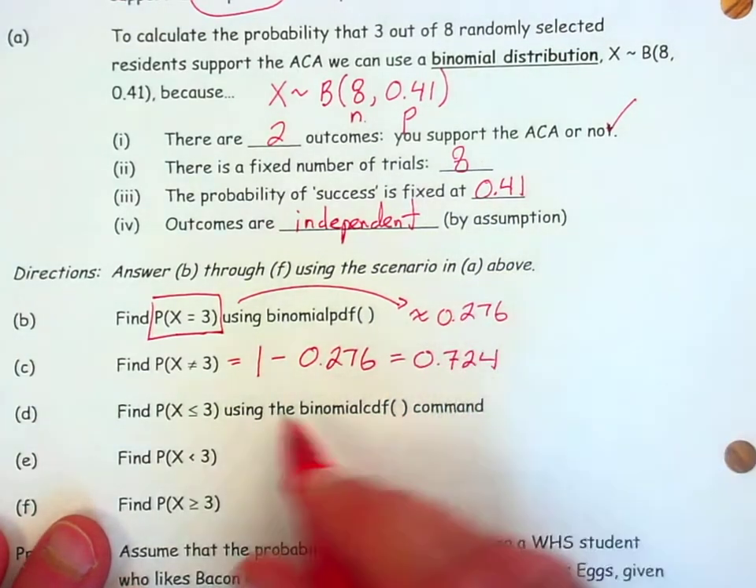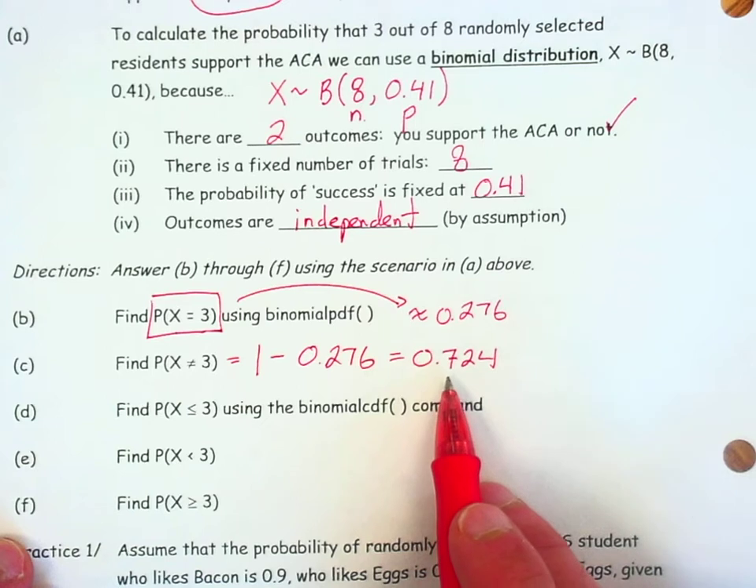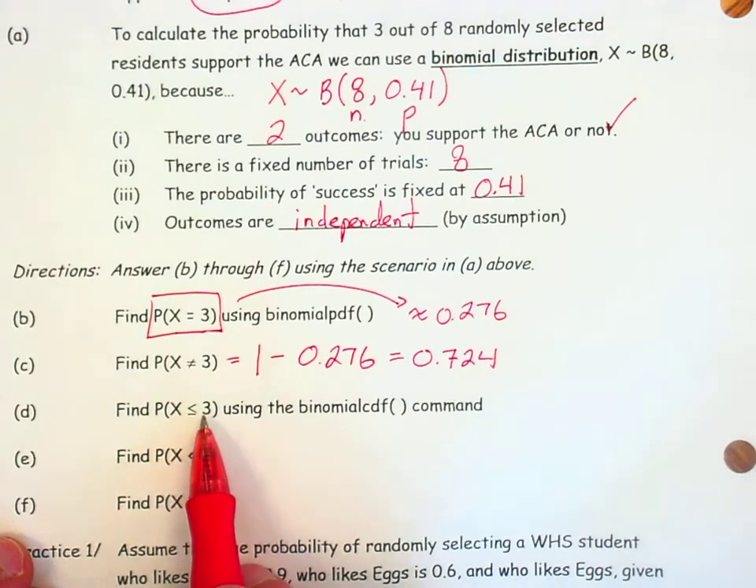Notice we don't want to take the time separately to find the probability of the outcomes X equals 0, X equals 1, X equals 2, 4, 5, 6, 7, and 8. We've already accounted for that by just using the complement. Now, here, the probability that X is less than or equal to 3.